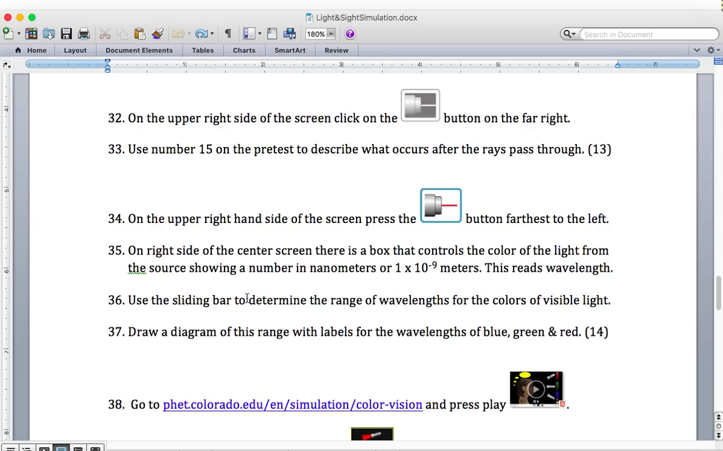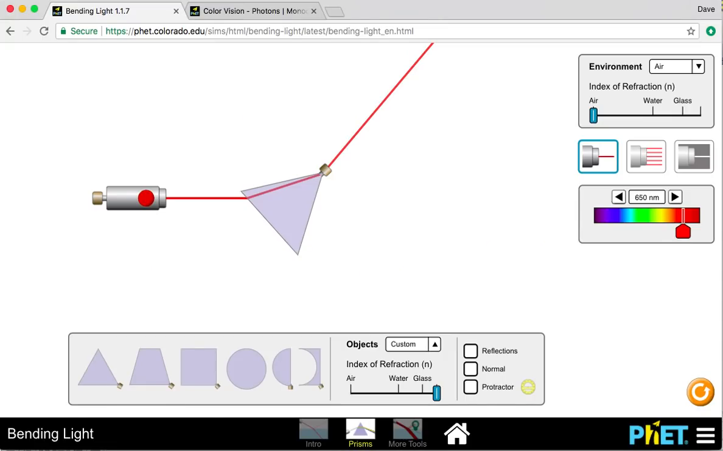We're going to use the sliding bar to determine the range of wavelengths for the colors of visible light, and then draw a diagram of this range with labels of blue, green, and red. So this isn't going to be too difficult. Up here on the high end, the longest wavelength, 700 nanometers, that's red light. Right here in the middle, green light.